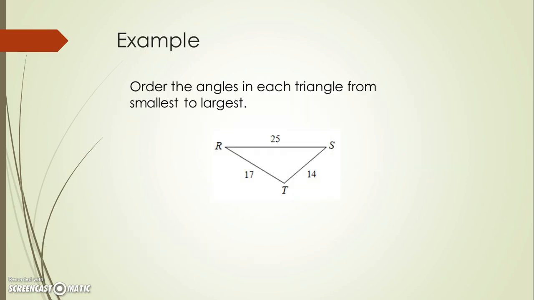So we're going to order the angles in each triangle from smallest to largest. So the smallest side makes the smallest angle. Smallest side is 14, so the smallest angle is the opposite one of that, which is angle R. Then next is 17, so angle S. Then finally 25, angle T. So it goes angle R, angle S, angle T.